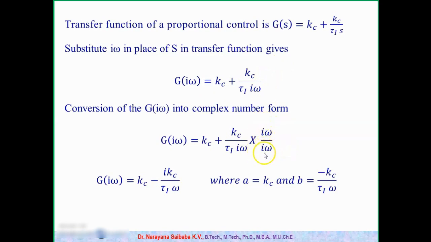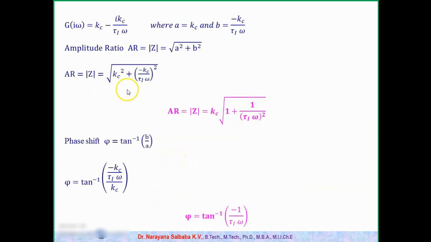If you multiply and divide by i omega, the first term stays Kc with no change. In the second term, Kc times i omega gets divided by tau I times i squared, whose value is minus 1, and omega times omega is omega squared. So this becomes minus i Kc by tau I omega. Here the real part A is Kc, and the imaginary part B is minus Kc by tau I omega. By using these two values, we can calculate AR. The amplitude ratio is simply the square root of A squared plus B squared, where A is Kc and B is minus Kc by tau I omega.